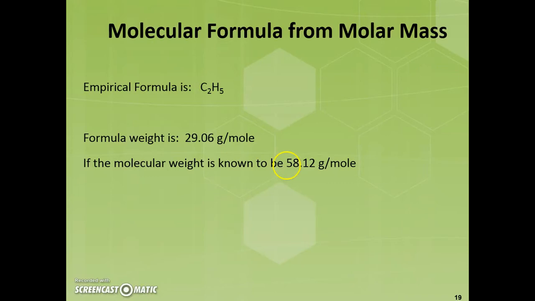So if our molar mass for the compound is 58 grams, and our formula weight for our empirical formula is 29, it's pretty easy. We can do it by examination. We can see that the molecule is actually twice as heavy as the empirical formula. And so we can multiply through by 2 and get the molecular formula being twice as large as the empirical formula. Multiply both coefficients by 2, C2 becomes C4, H5 becomes H10, and we get our molecular formula.